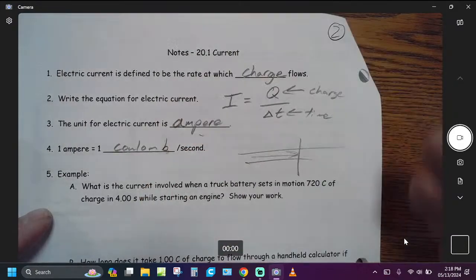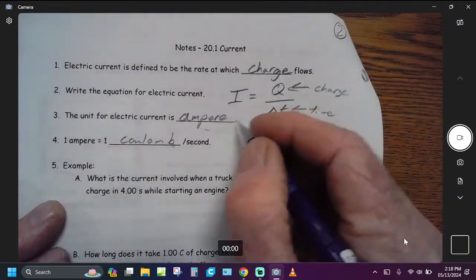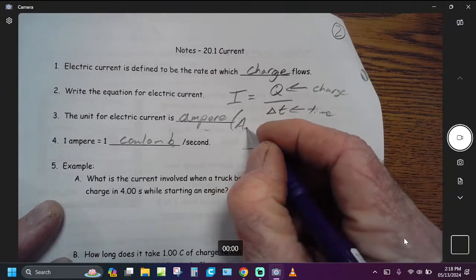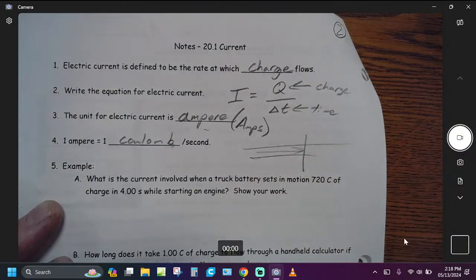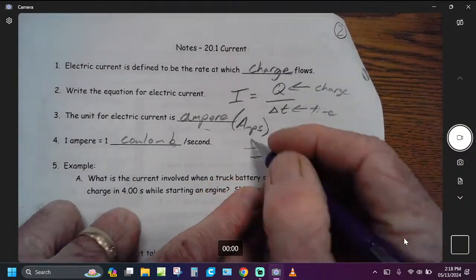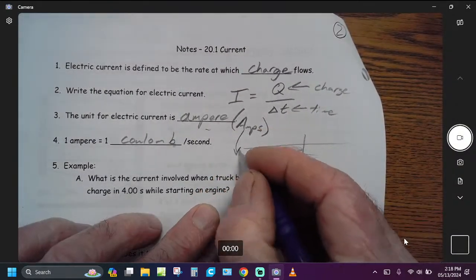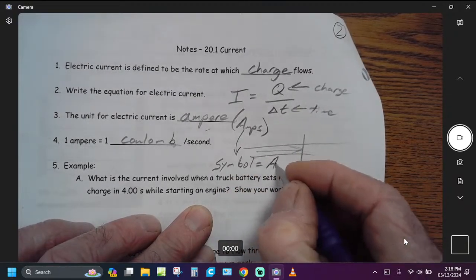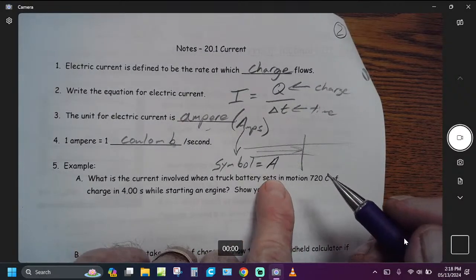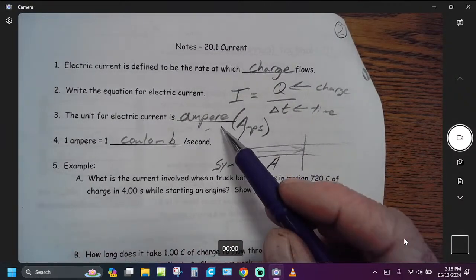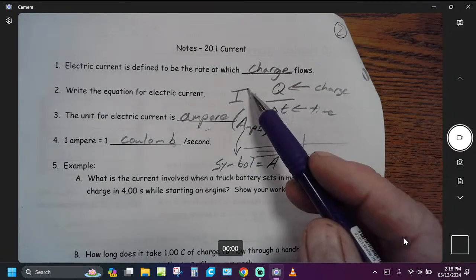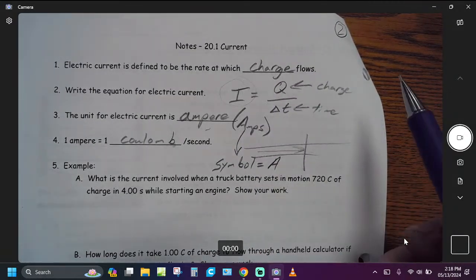If you're talking to an electrician, nobody really says amperes. They say amps. And oddly, the symbol is A. So A is the symbol for amps, which is the unit for current. The symbol for current is I, and I don't know why.